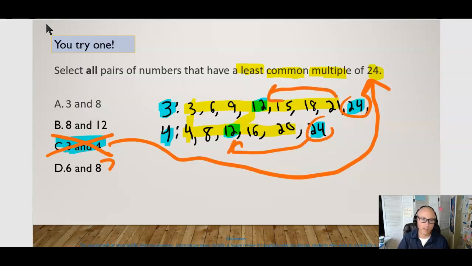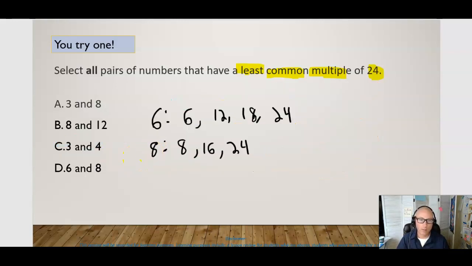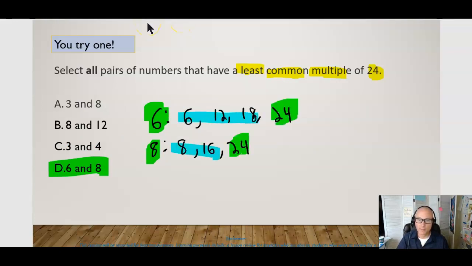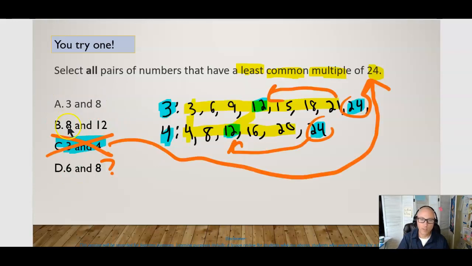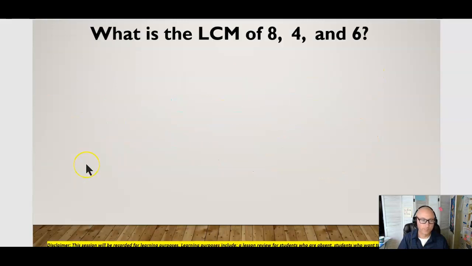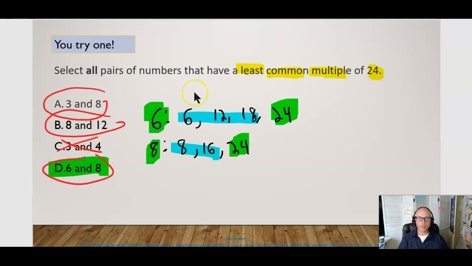Okay, what about this one? 6 and 8. There's our 24. Anything less than that in the blue that's the same? Nope. So that's also an answer. So I think we said A, B, and D, but not 3 and 4. Let me make sure I got that right. Yeah, not 3 and 4. Ta-da! Now, that was the least common multiple of 24.